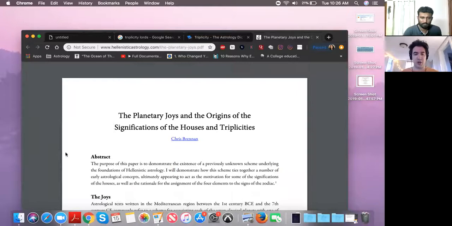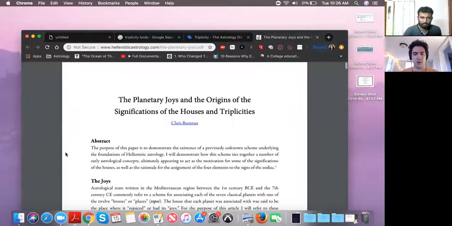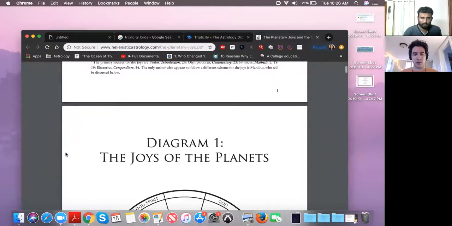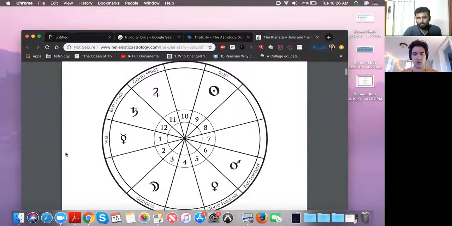But this article, it's rather long, explains how something called the planetary joys, which we've touched upon a little bit, may be responsible for the triplicity idea.